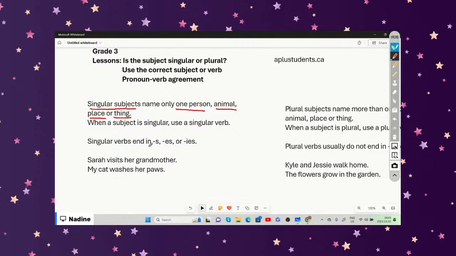So a singular verb usually ends in s, es, or ies. And that is what we mean when we say that when a subject is singular, then we use singular verbs, meaning a verb that ends in s, es, or ies.